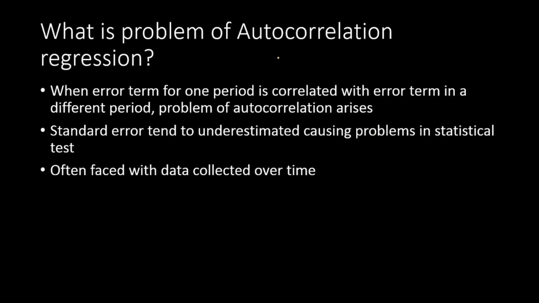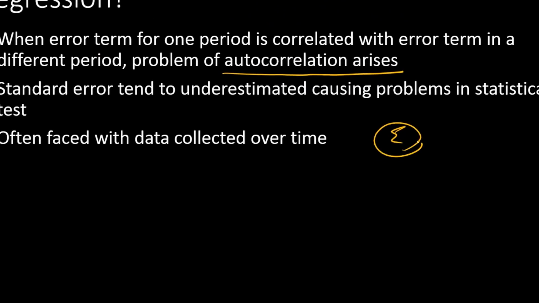The next question is, what is the problem of autocorrelation in regression? When the error term for one period is correlated with the error term in a different period, we call this case autocorrelation, and this is a problem. We expect that the error terms should not be correlated, and this is a problem in time series data, when we have taken data for two or more time periods.